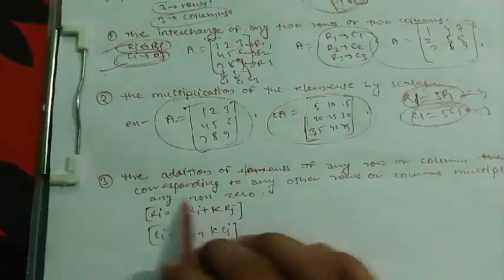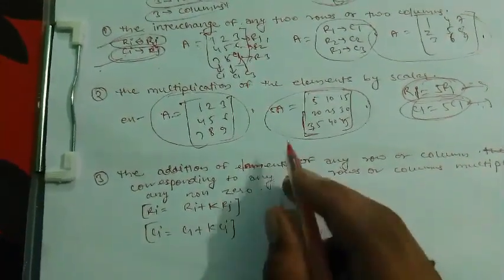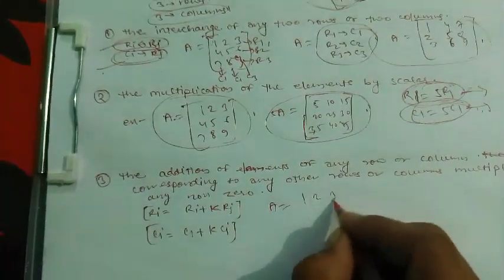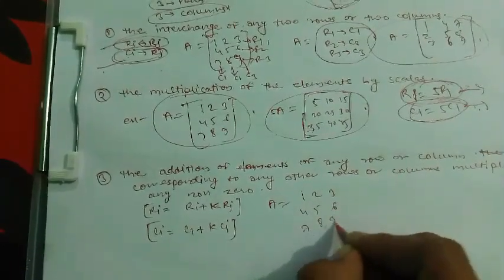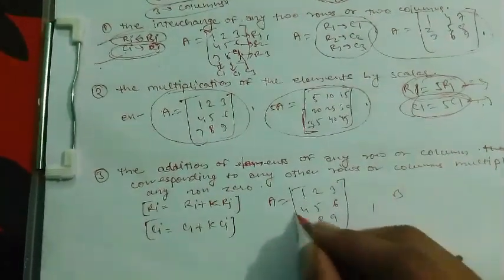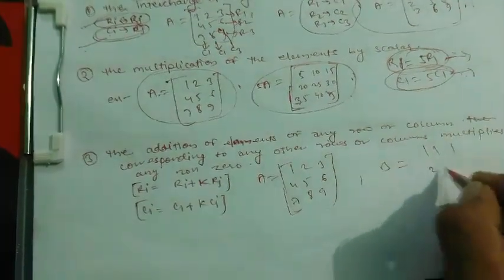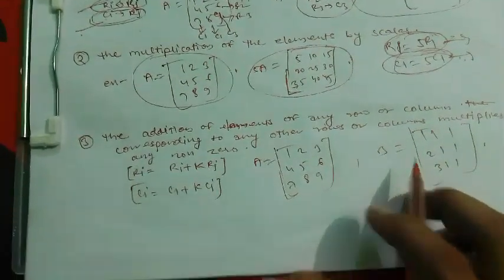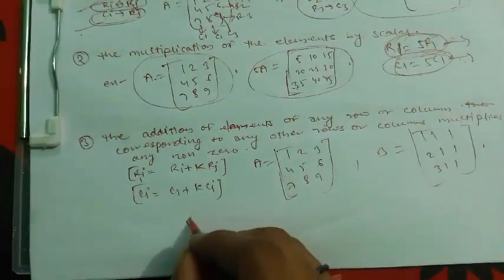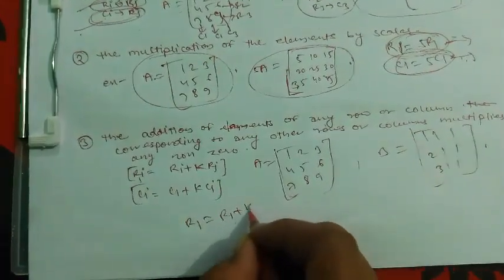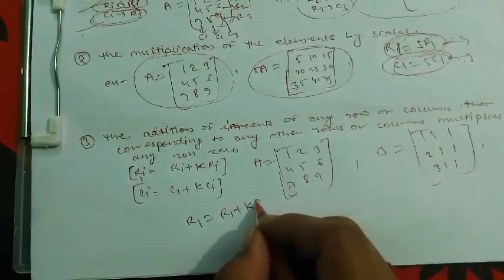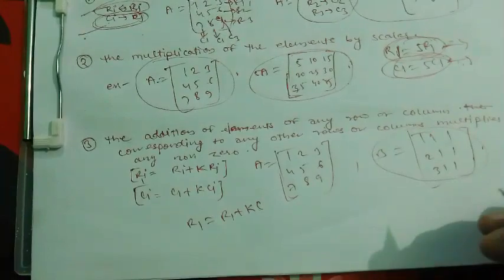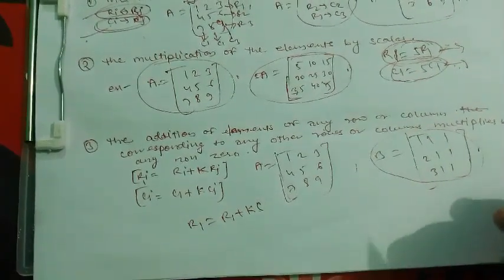And the third one is the addition of elements of any two rows or columns corresponding to another row or column multiplied by a non-zero number. It means that when we write a matrix, I had already taken A equals 1 2 3 4 5 6 and 7 8 9, and we are taking another matrix B, which equals 1 1 1 2 1 1 and 3 1 1. Okay, so in this matrix we can write it as R1 equals R1 plus kR2.